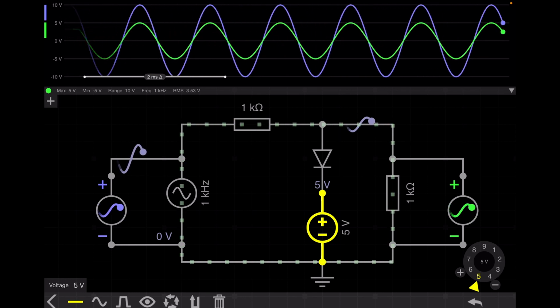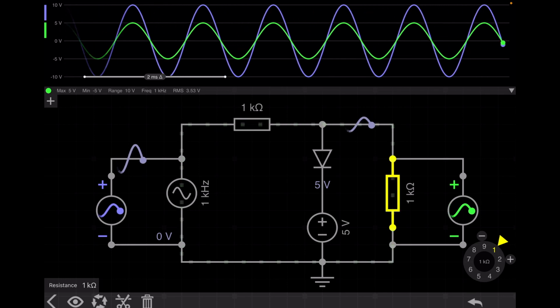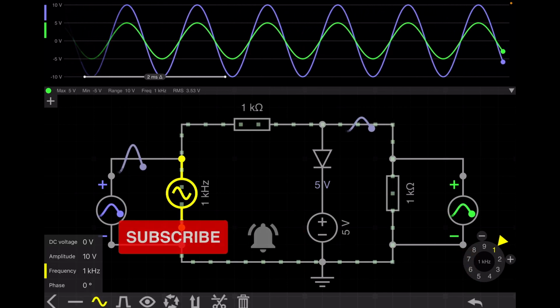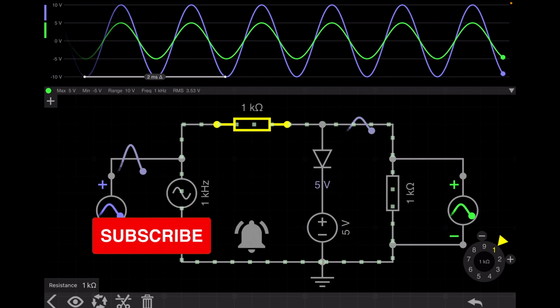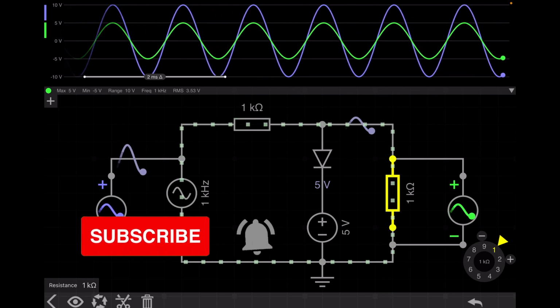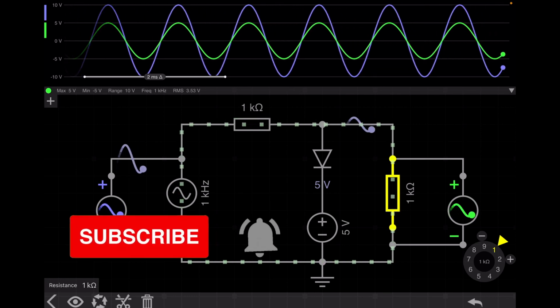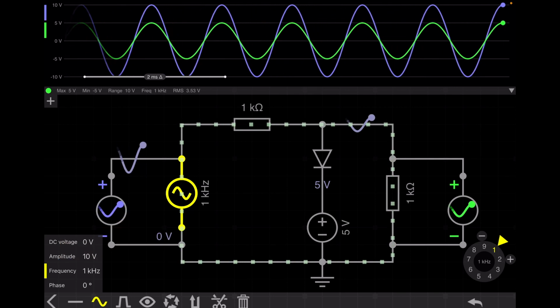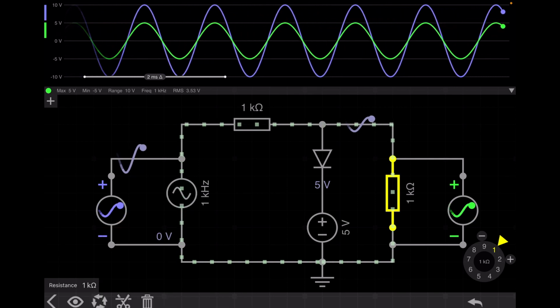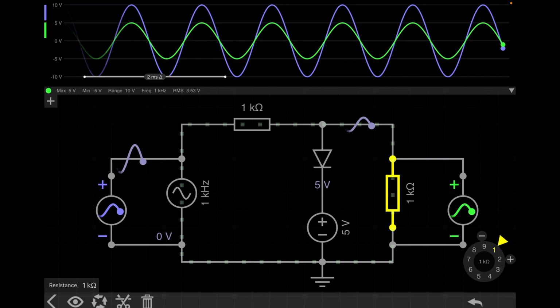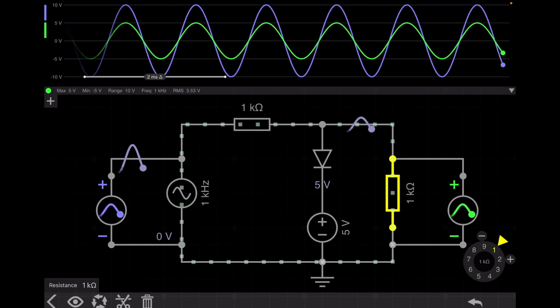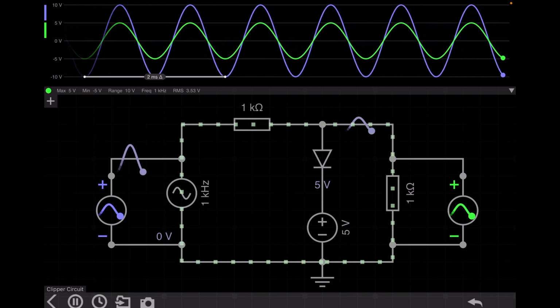Why half? You can see this is 1 kilo ohm and this is 1 kilo ohm, right? That means this voltage will be divided across these two resistances, and according to the voltage division rule, if our input voltage is 10 volt, then the output voltage will be how much? The output voltage is plus minus 5 volt. So this is the basic concept of the clipper circuit.